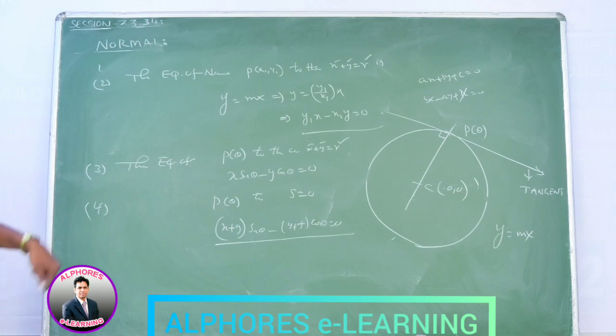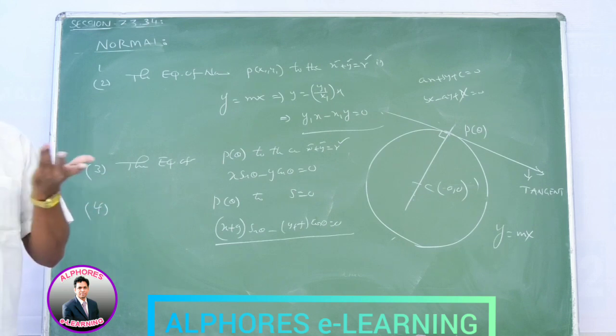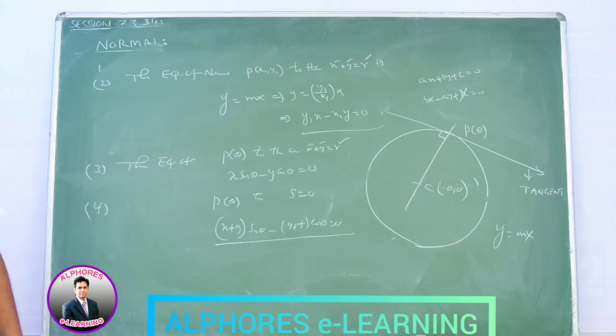Okay, these are very, very important points. Please note these four points. Every normal must pass through the center. By using that, we find the equation of the normal. One point is given and the other point is the center. The equation of the line passing through two points is y minus y1 is equal to (y2 minus y1) by (x2 minus x1) into (x minus x1). Okay.